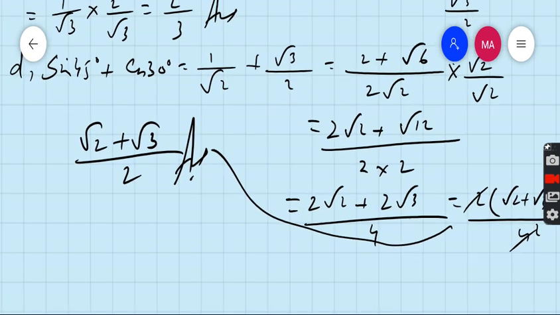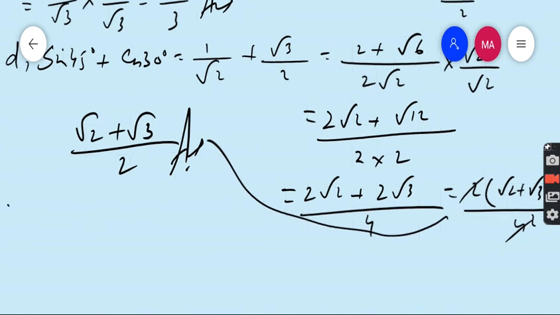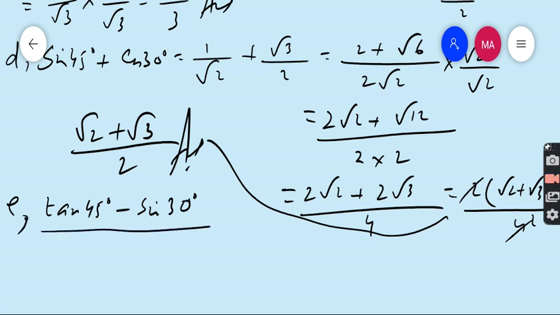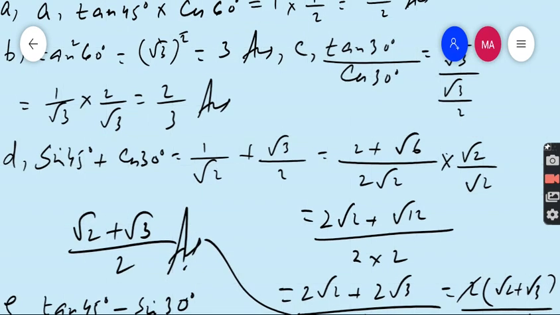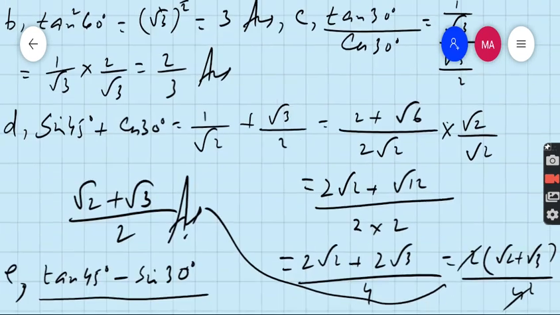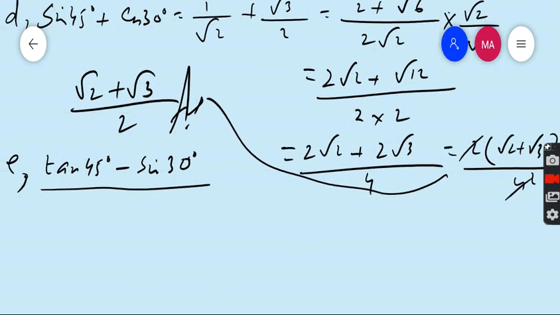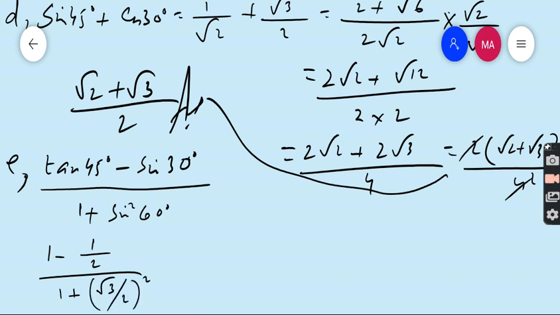Tan 45 minus sine 30 upon 1 plus sine square 60. 1 plus sine square 60. Tan 45 is 1, sine 30 is 1 upon 2, sine 60 is root 3 upon 2 and square.